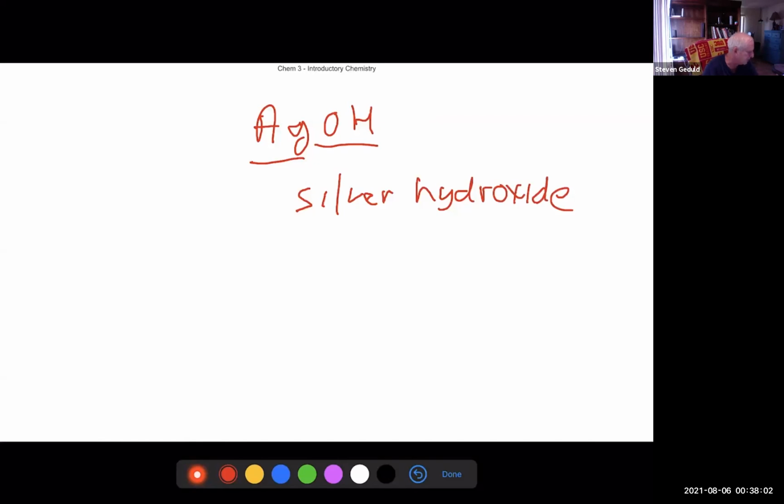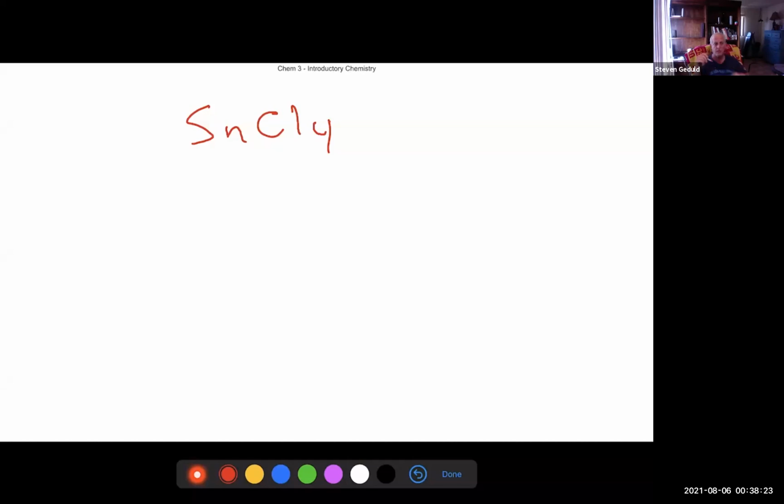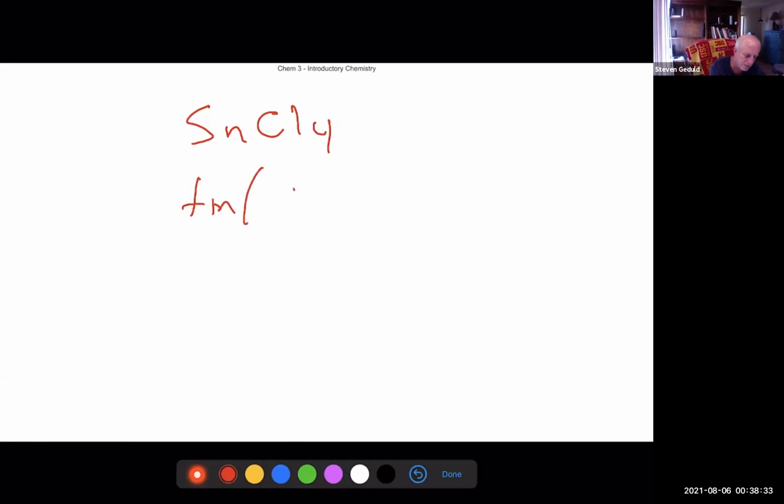Let's find another one. Let's do tin 2 chloride. Wait, I was going the other way around, wasn't I? Back that up. Let's do SnCl4. Okay, let's put that compound into the English format. So Sn is tin. Tin is a transition metal, so we have to have a Roman numeral. And then we have our last one, our ending one as chloride, a non-metal, with the -ide ending.